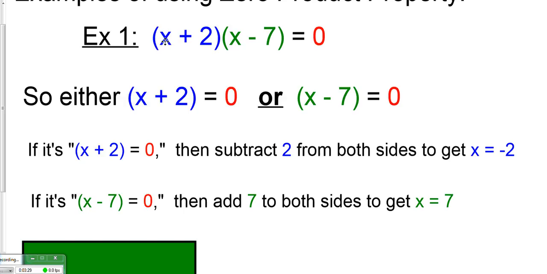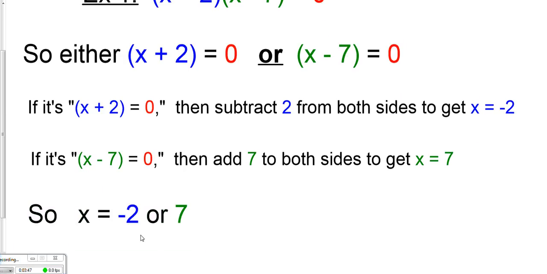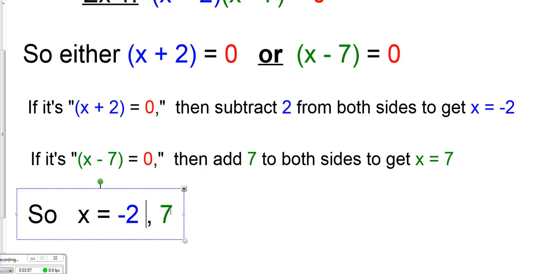If I plug in 7 right here, 7 plus 2 is 9. 7 minus 7 would be 0. 9 times 0 would be 0. So these are your two options. Either x is negative 2 or x is 7. So in the end, you would say, these are my answers. x equals negative 2 or 7. Okay, those are the two ways to do it. You could also write it with a comma.